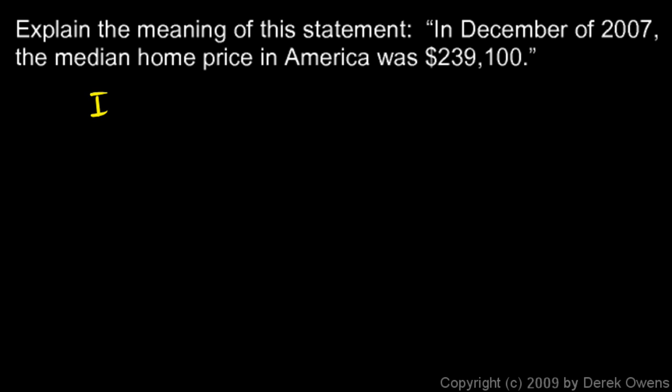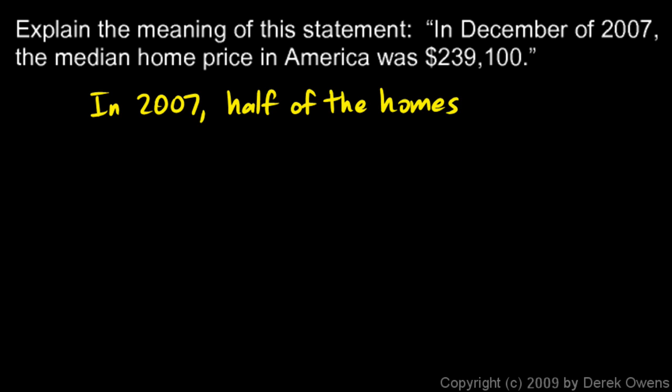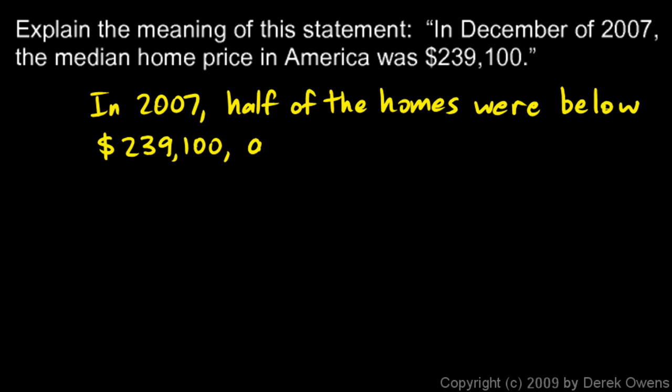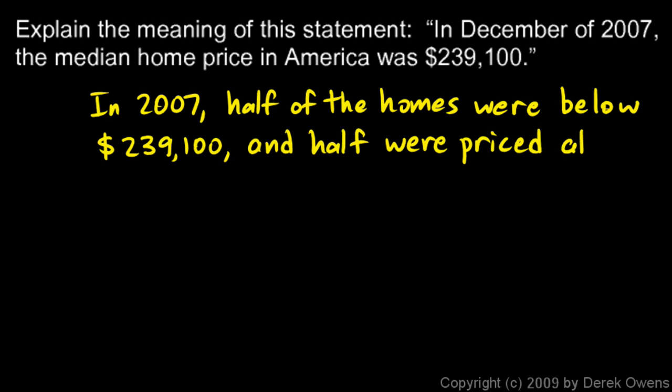And so that's what we'll write for our answer. So if you're taking notes on the printed page, you can fill this in. In 2007, half of the homes were below this price, were below $239,100, and half were above. So I'll write and half were priced above that number. That's what it means for that number to be the median. That's the price right in the middle out of all of them.